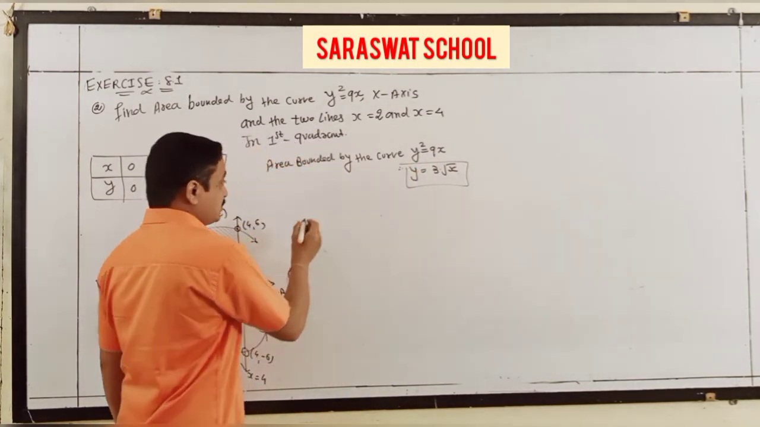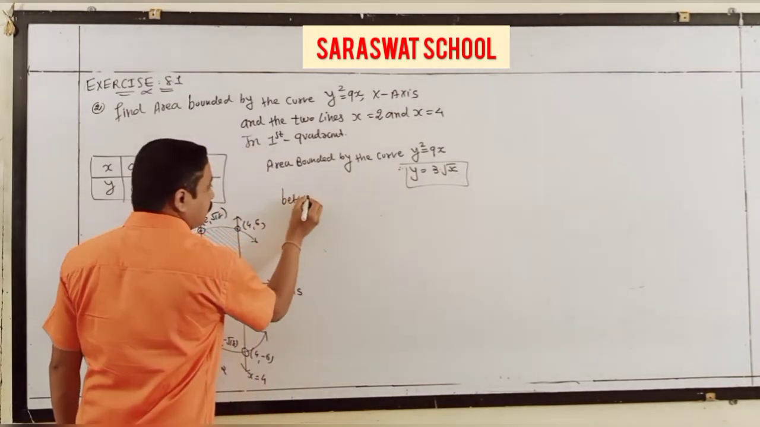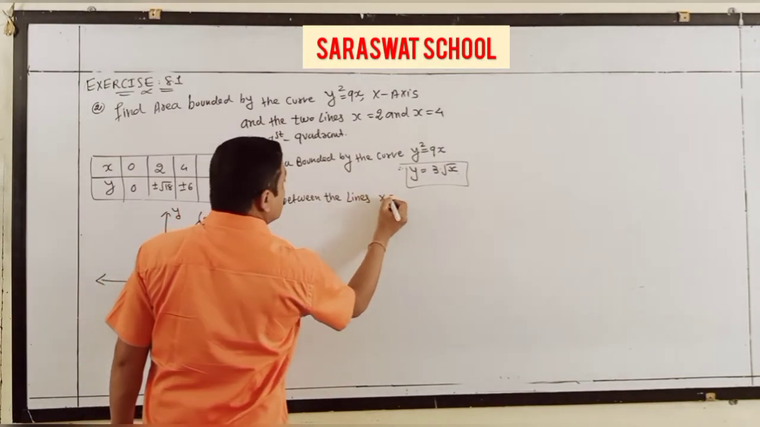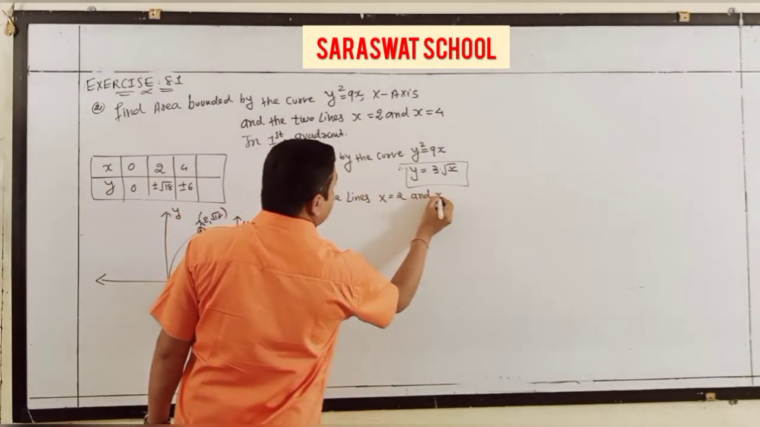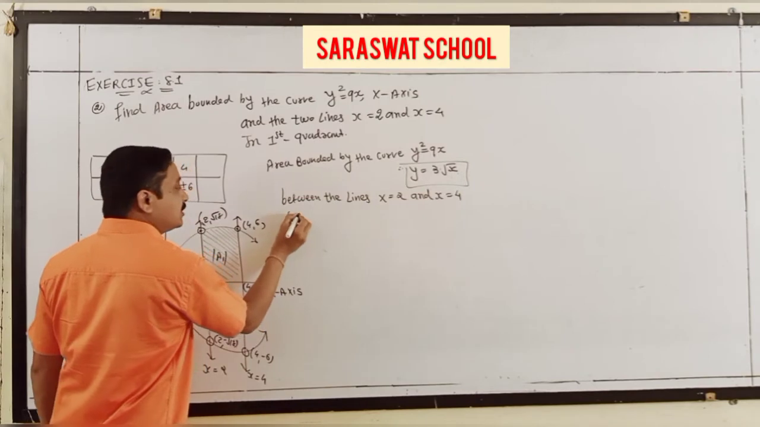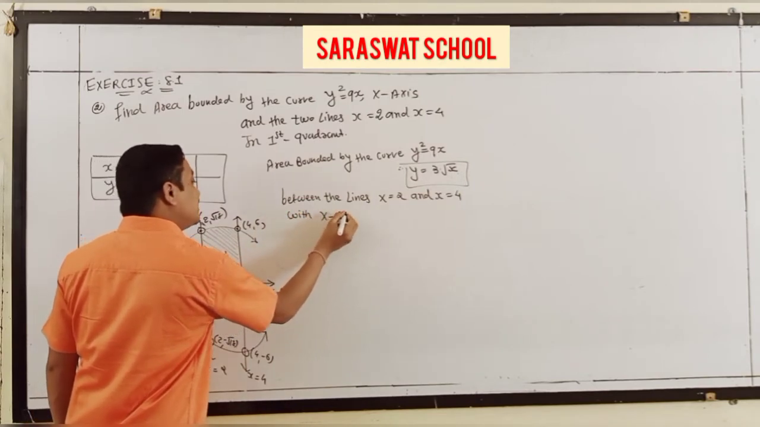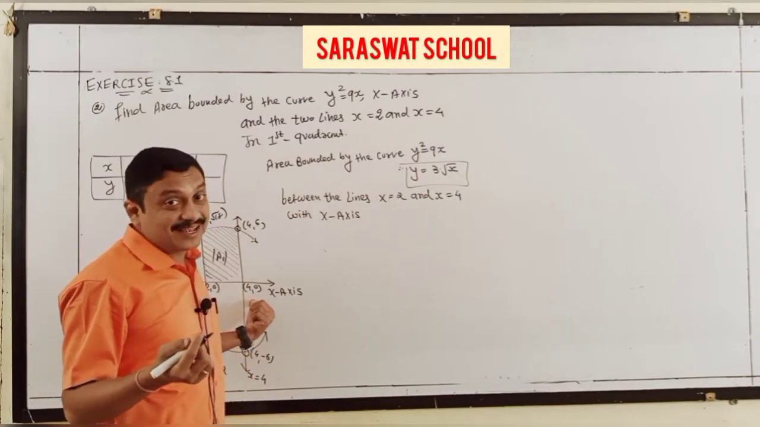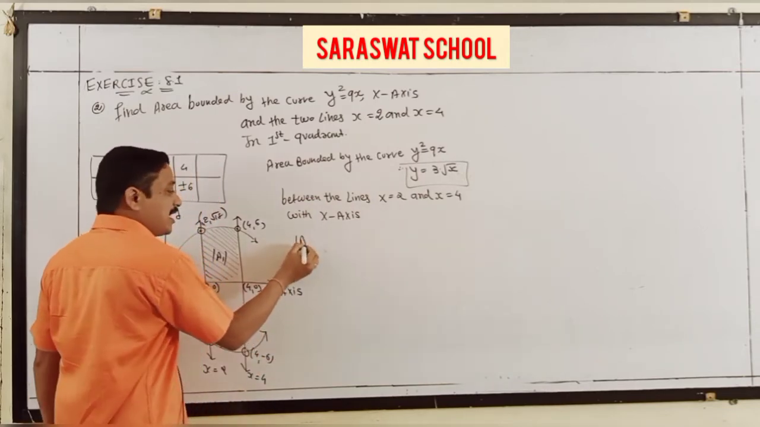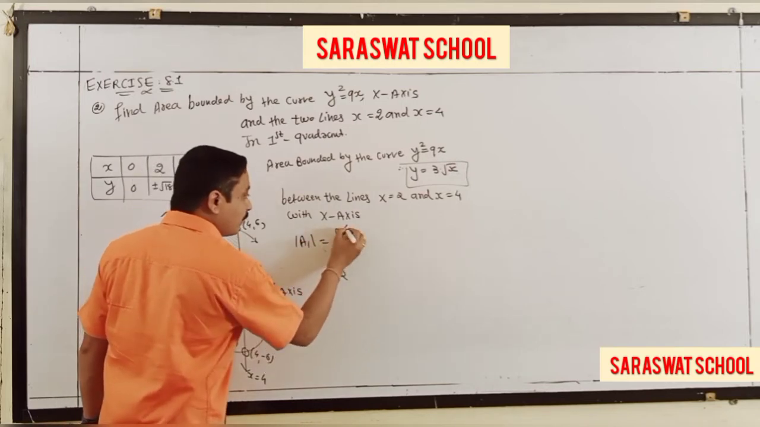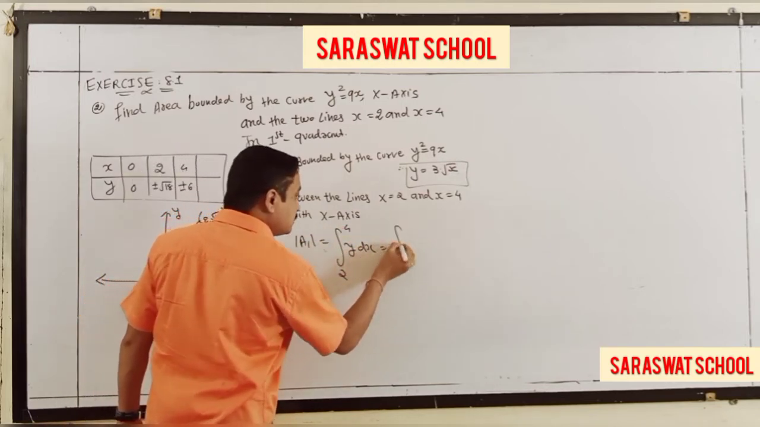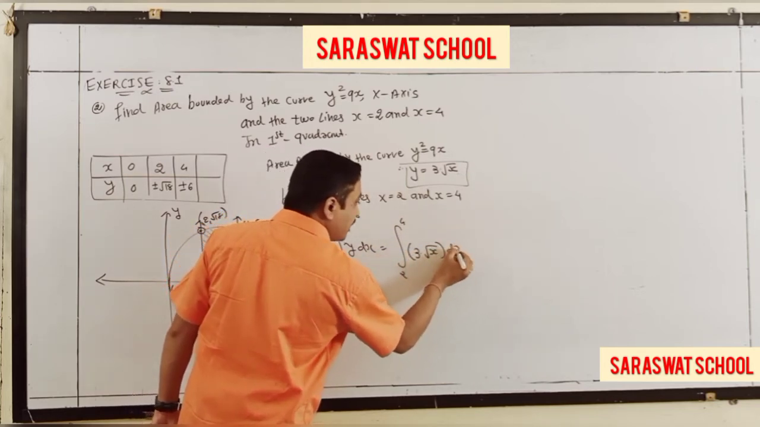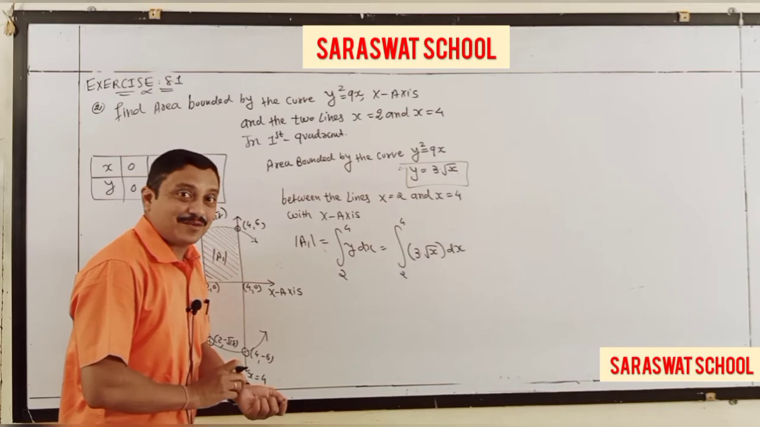So here 3 root x between the lines x is equal to 2 and x is equal to 4 with the x-axis. Necessary to show with the x-axis. Then you take dx. So area A1, students, is integral from 2 to 4 of y dx. So from 2 to 4, what is the y? 3 root x dx. Now area start.